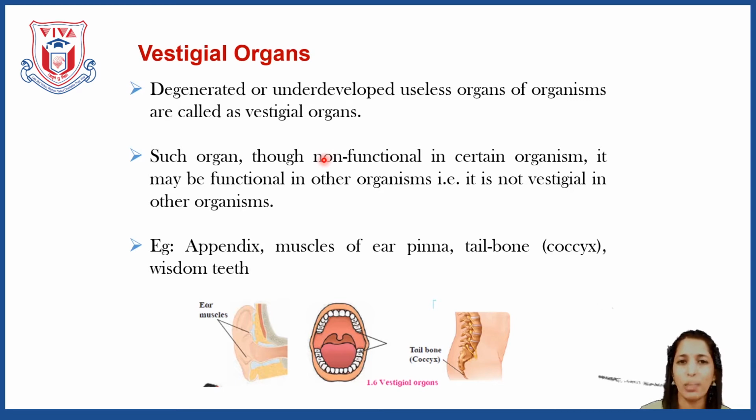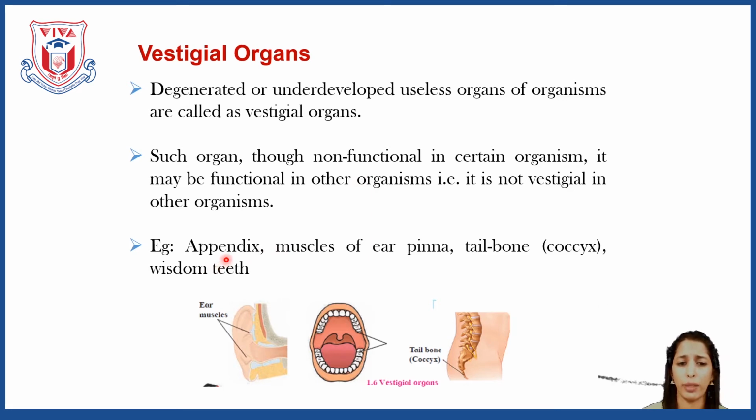But this appendix is useful in some other organisms, like ruminants such as cows and buffaloes. This appendix is a useful organ in their body. Okay, so the appendix is a vestigial organ for humans, but it is a useful organ, not a useless organ, for the ruminants. Okay, so there are some other examples of vestigial organs present in our human body.